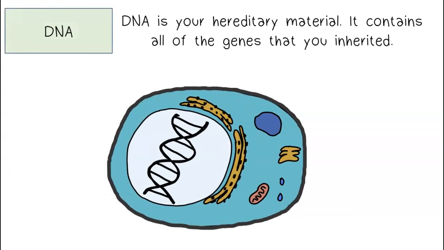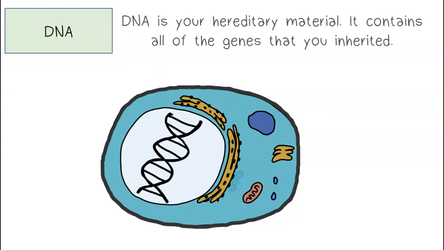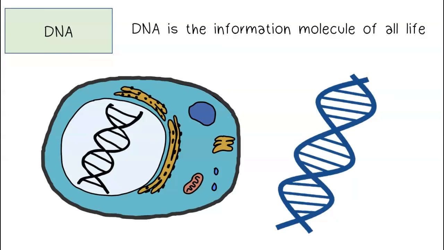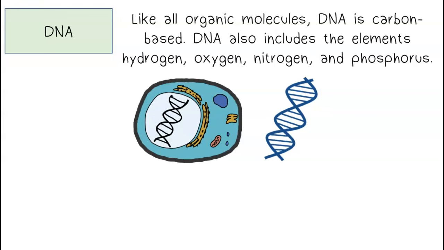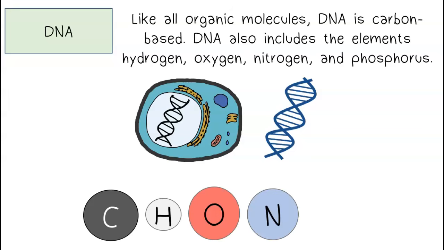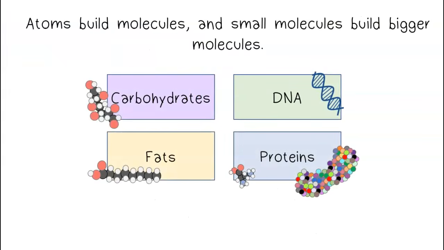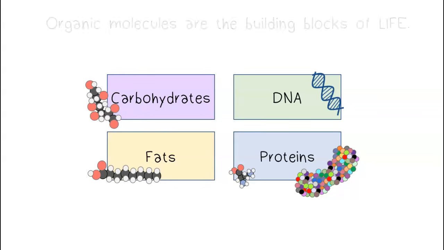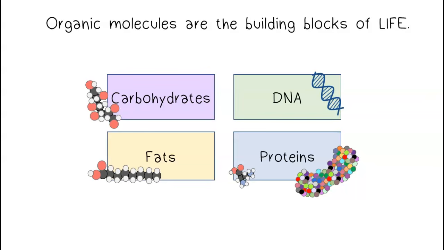DNA is your hereditary material. It contains all of the genes that you inherited. DNA is the information molecule of all life. Like all organic molecules, DNA is carbon-based. DNA also includes the elements hydrogen, oxygen, nitrogen, and phosphorus. While atoms build molecules and small molecules build bigger molecules, organic molecules are the building blocks of life.